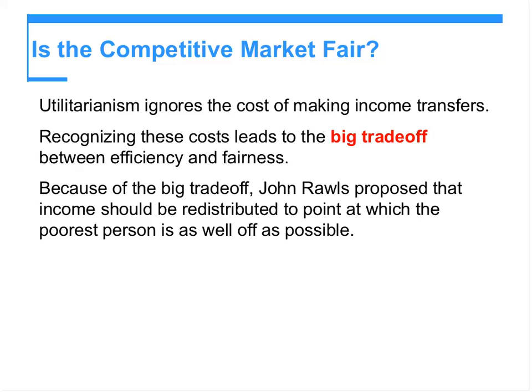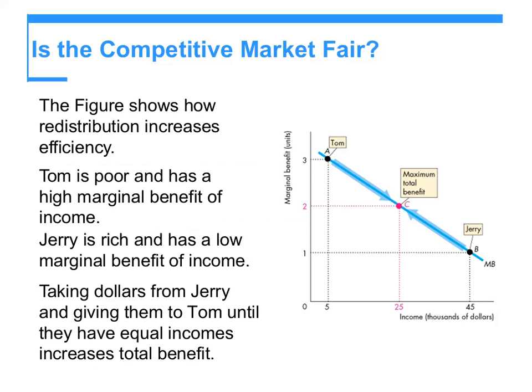So because of the big trade-off, John Rawls proposed that income should be redistributed to the point at which the poorest person is as well off as possible. It's all about how we can make the poorest person's life as good as possible, to the point that we reach efficiency. This is the point that we're talking about, as you can see here. This is the poorest person. We try to help him to have higher income to the point that he reached this level.